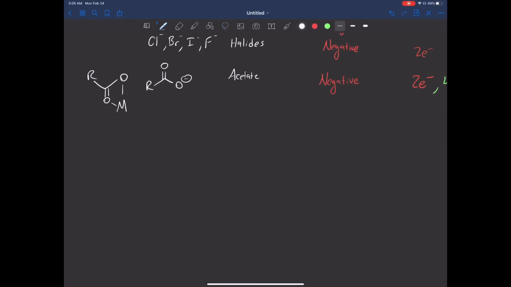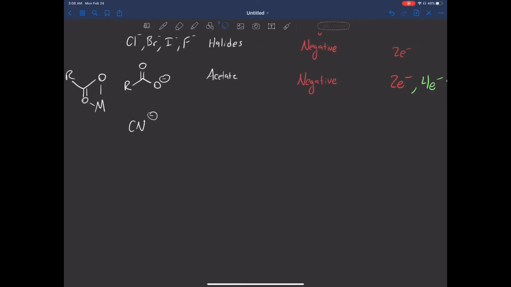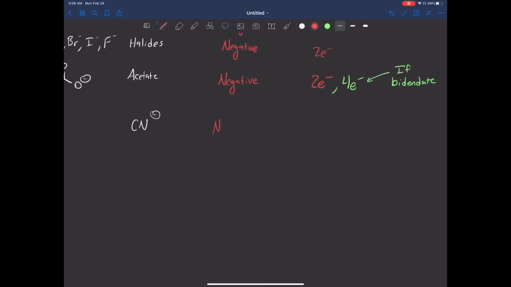We can also have this cyanide group, or cyano, again negative. Oh wait, I should put this here. And this will be negative, and it's going to be 2 electrons. All right, so we can keep going.